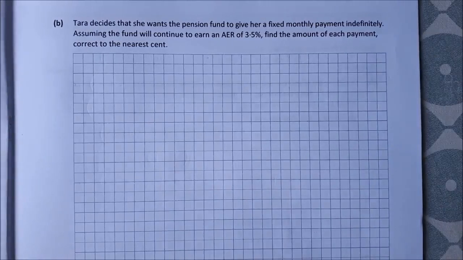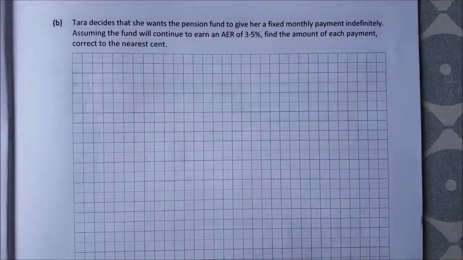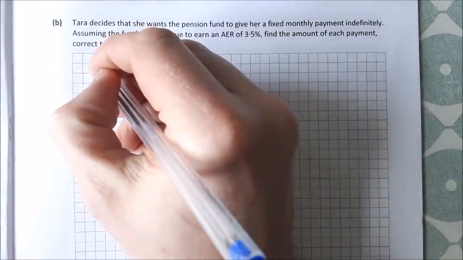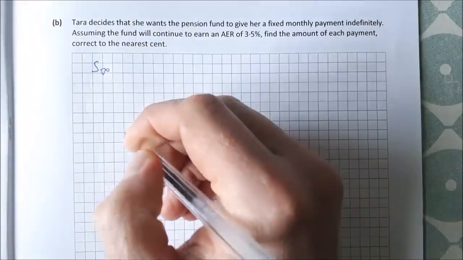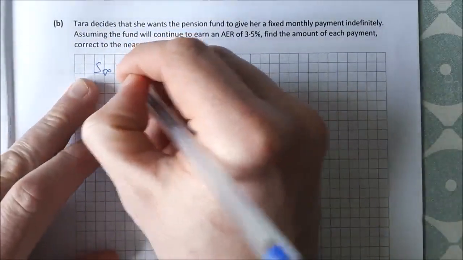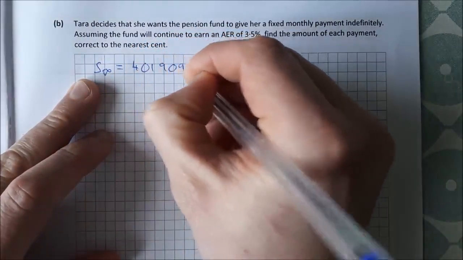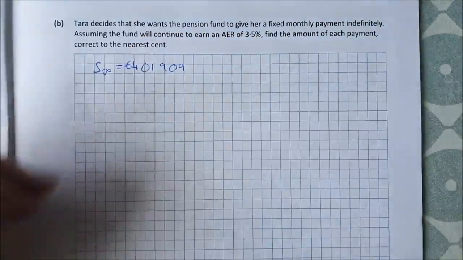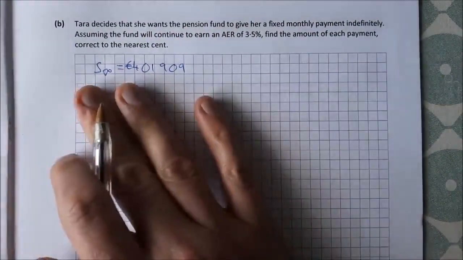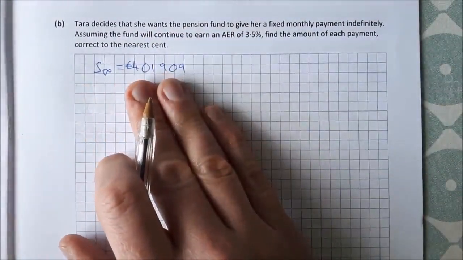So that means continuing as long as she lives, even so that the money she has, it's earning 3.5%, and she'll be able to get this amount forever. So this is a sum to infinity, and for the sum to infinity, we know that she has 401,909 at the start of her retirement. So that's the sum that it will add up to.